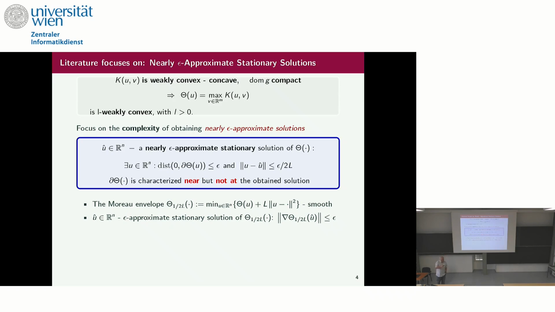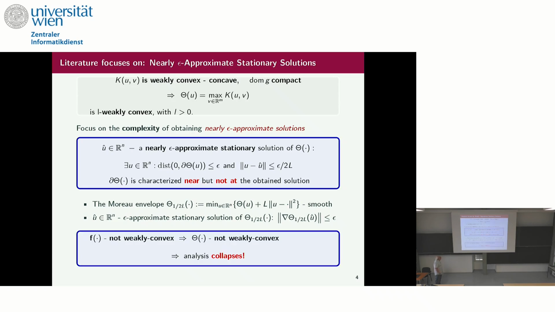So this was the kind of approach that had been chosen in many papers, also in conference-type papers and so on, looking at the complexity of the problem under this assumption. Now, if the function is not weakly convex, then theta is not weakly convex and everything collapses. You cannot use all these beautiful tools. And so that was an additional motivation for us to look at something different.